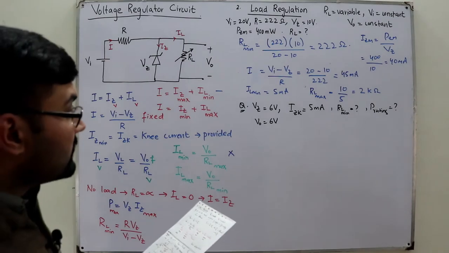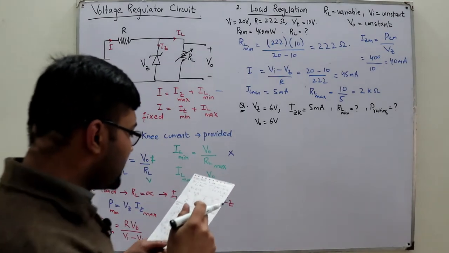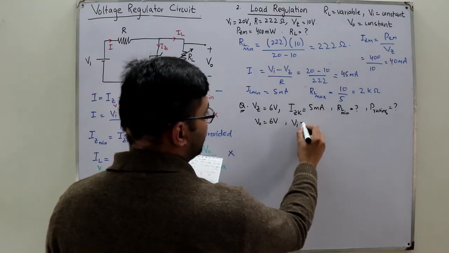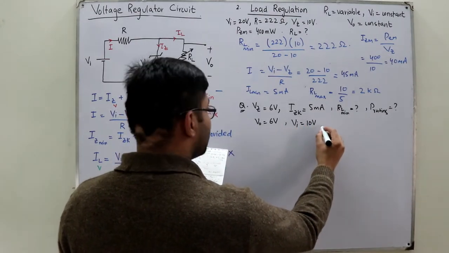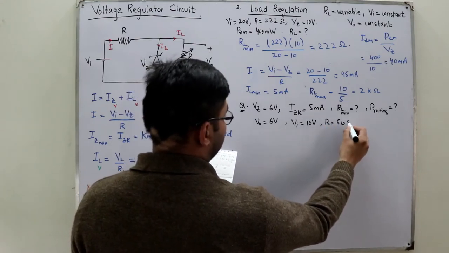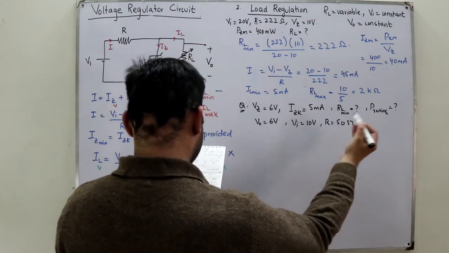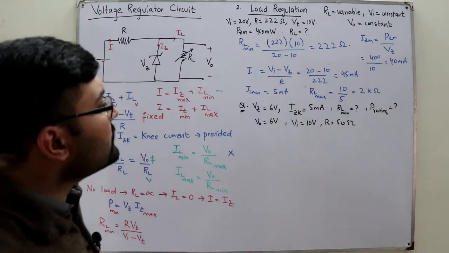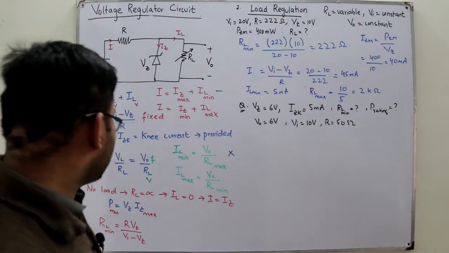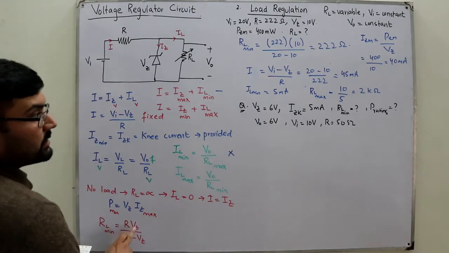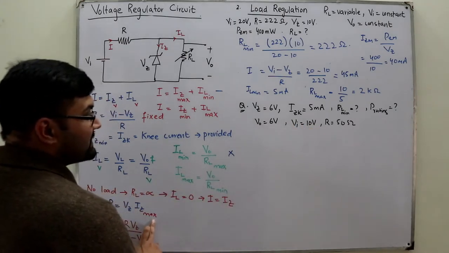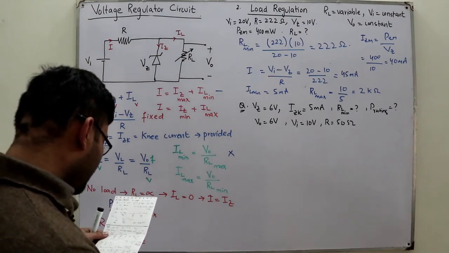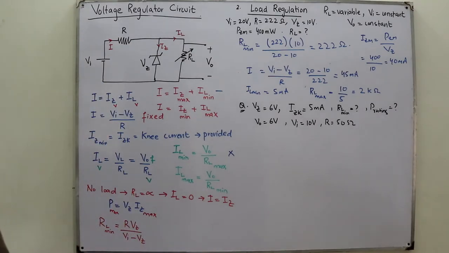So the same circuit, you're given a circuit as well where the Zener potential is 6 volts, the input voltage is 10 volts, the R is 50 ohms, and that is it. So have a look. How can you do this? What is unknown? RL minimum is unknown. So you have R, you have VZ, you have VI. So RL minimum you can find out directly.